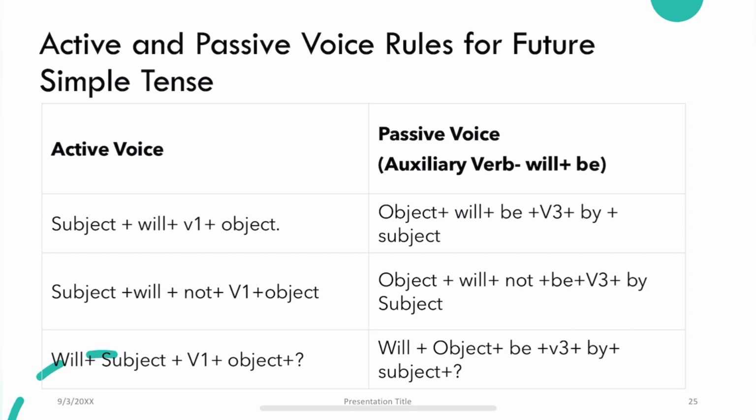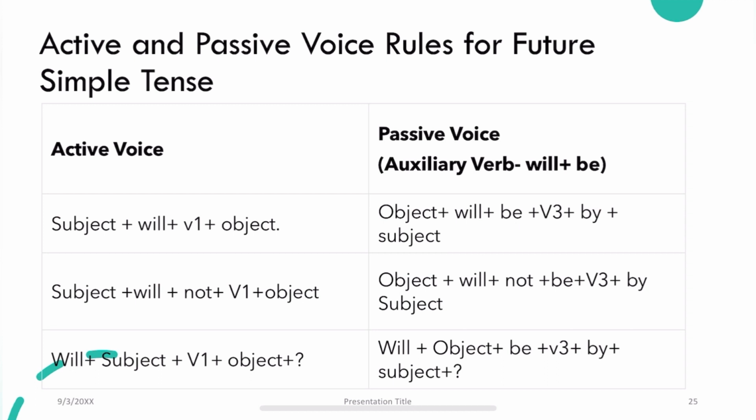So now let's talk about future simple tense. The rule for the simple sentence is subject plus will plus first form of the verb and then object. And if we change it into the passive voice, the rule will be object plus will be plus third form of the verb then by subject.